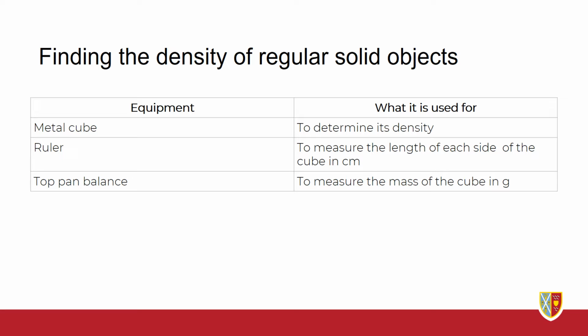To find the density of regular objects, it's important to remember what equipment we need and what it's actually used for. If we think about the metal cube, that is the object that we're going to find the density of. We need a ruler, so we can measure each length to calculate its volume, which is in cubic centimeters. And we also need a top pan balance to measure the mass of the cube. Please don't be tempted to write scales in an exam, because scales are like a ruler, which has a scale on it. We don't tend to use that term. We must use the term top pan balance, or just balance would often do.